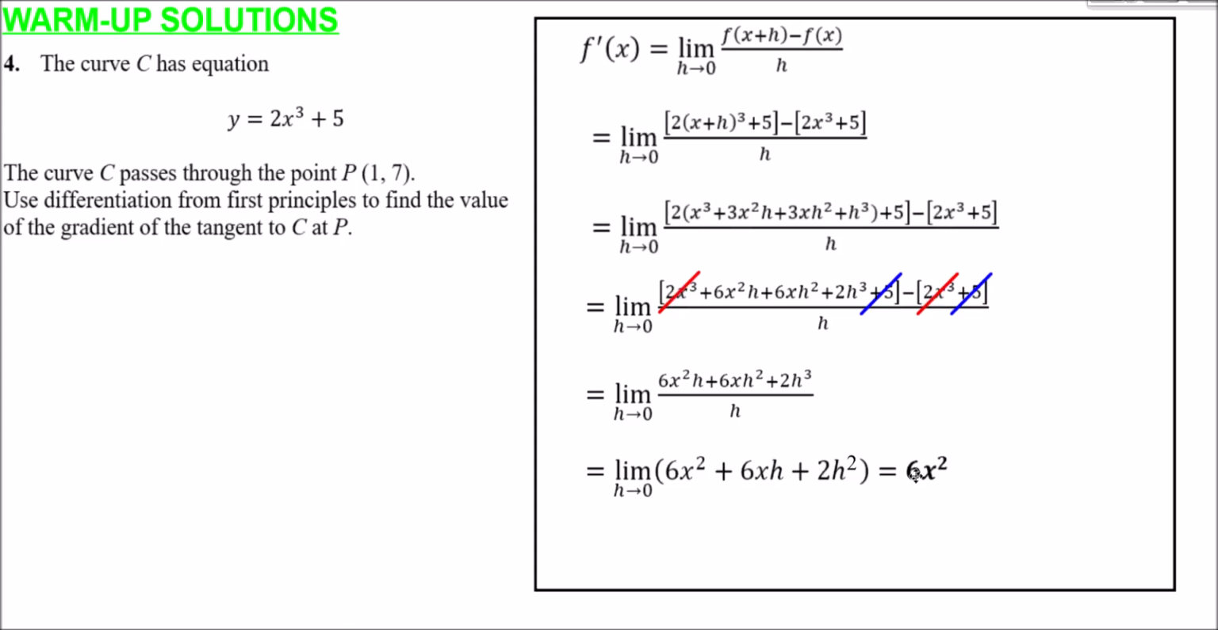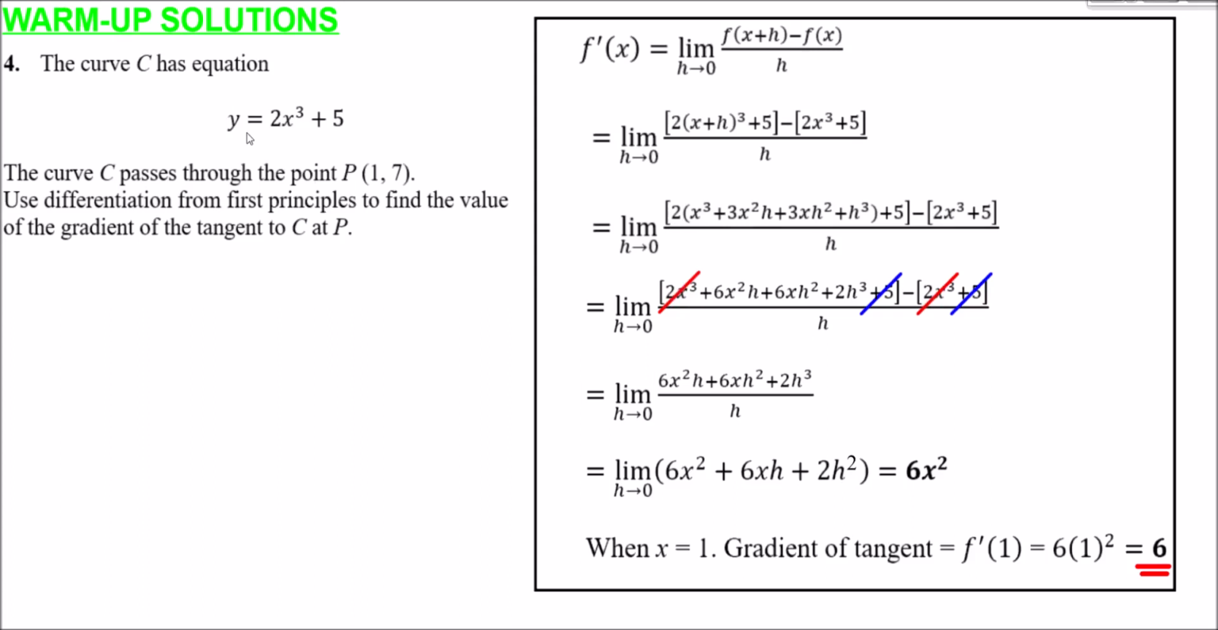So therefore, when x is 1, we can just substitute in the gradient of a tangent. The gradient function at 1 is f dashed of 1, which is 6 times 1 squared, because x is 1. 6 times 1 times 1 is 6. So we differentiate from first principles there, then apply it quite easily as the last part.